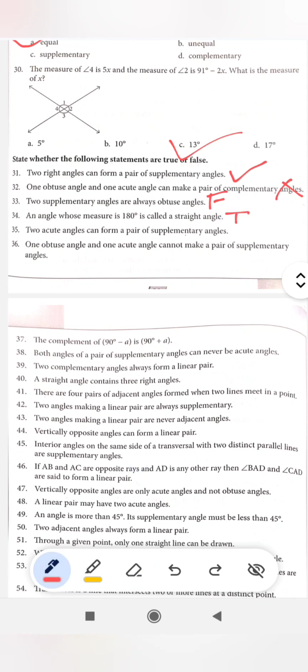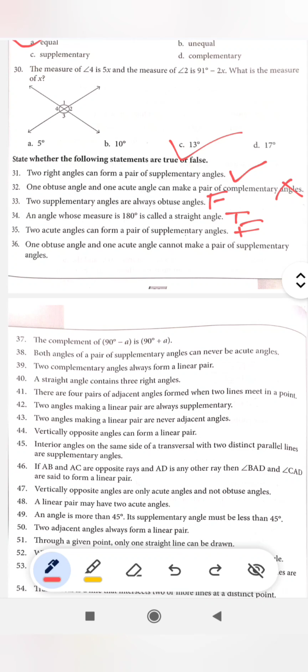Two acute angles can form a pair of supplementary angles. Let it be, if one is 89 degrees, another is also 89 degrees, because both of them are acute angles. We cannot take any right angles. Okay, so if you add them, what will you get? 9 plus 9 is equal to 18, so 178 degrees. So how will you form that one? No, that is not possible. So it is false.